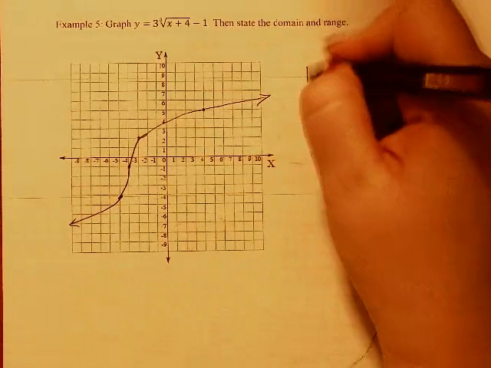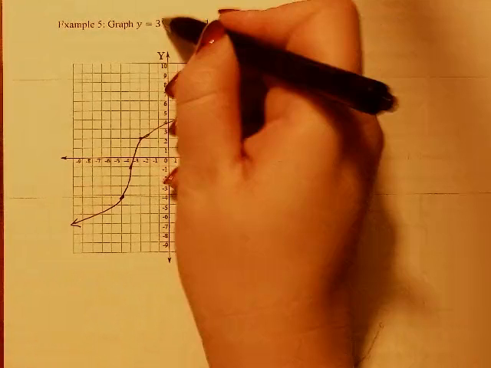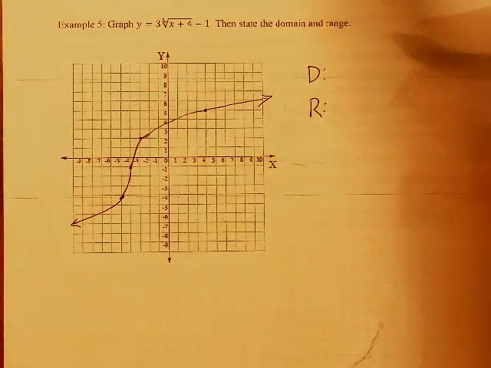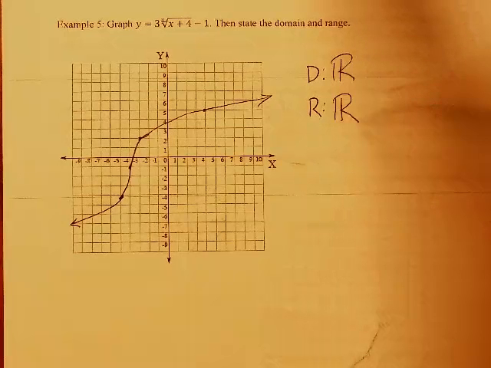Now, the domain and range, our index is odd. And for odd functions, our domain is all real numbers, and our range is all real numbers. So we are done with that problem.